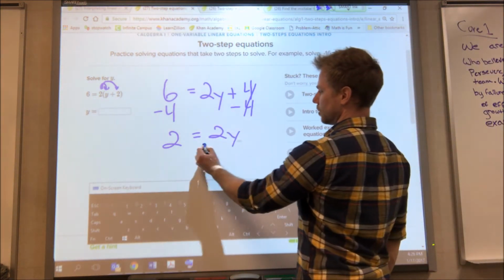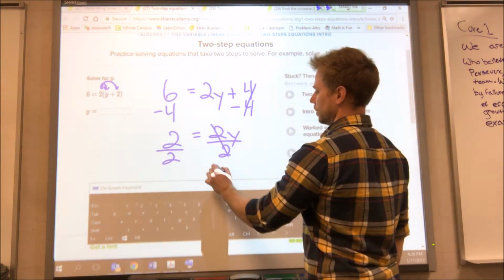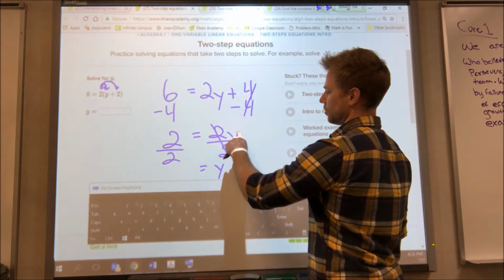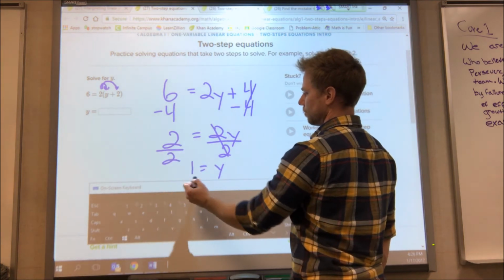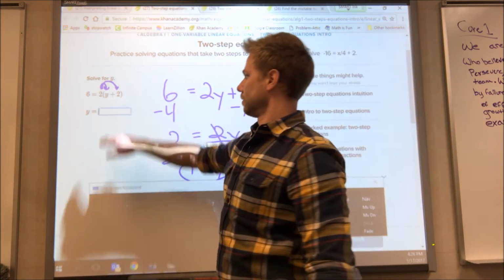This is multiplication, so the opposite of that is division. What you do to one side, you do to the other side. Here it just turns into 1y. 2 divided by 2 is 1. So y equals 1.